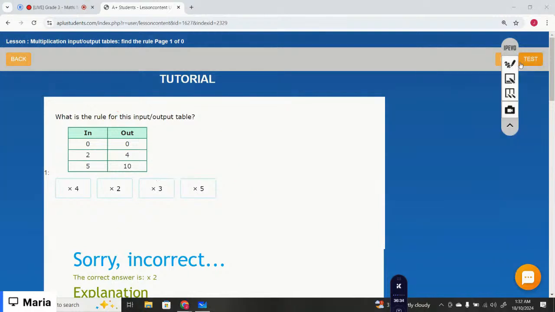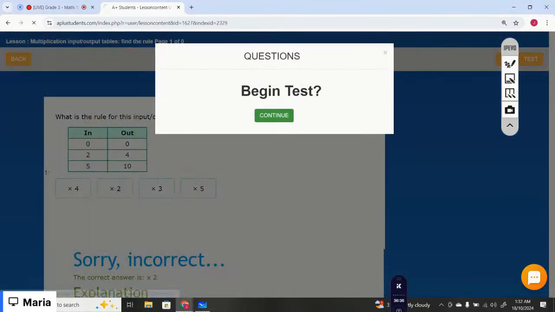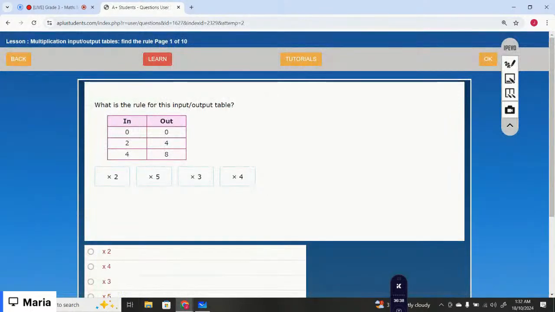Let's just start with the test questions. What is the rule for the input output table? So which is the correct option? The input values are 0 to 4. The output values are 0, 4 and 8. So which is the correct option?